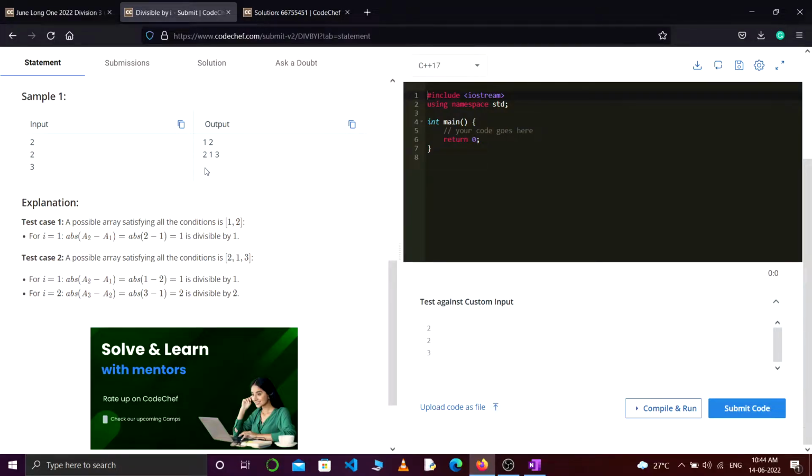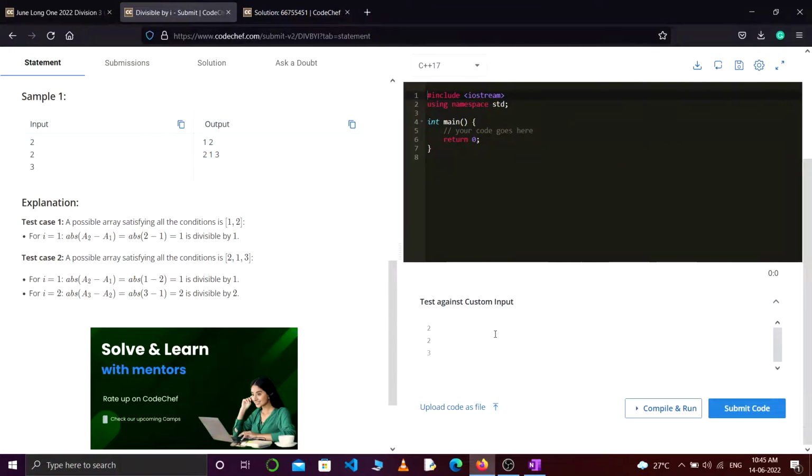It's because when I is equal to 1, the absolute difference of the second element and first element, that is 1 and 2, is equal to 1. So it is equal to I. When I is equal to 2, the absolute difference between the third element and second element, that is 3 and 1, is equal to 2. So it's again equal to I, right? That's why it's satisfying our condition, and we'll be printing this permutation 2 1 3.